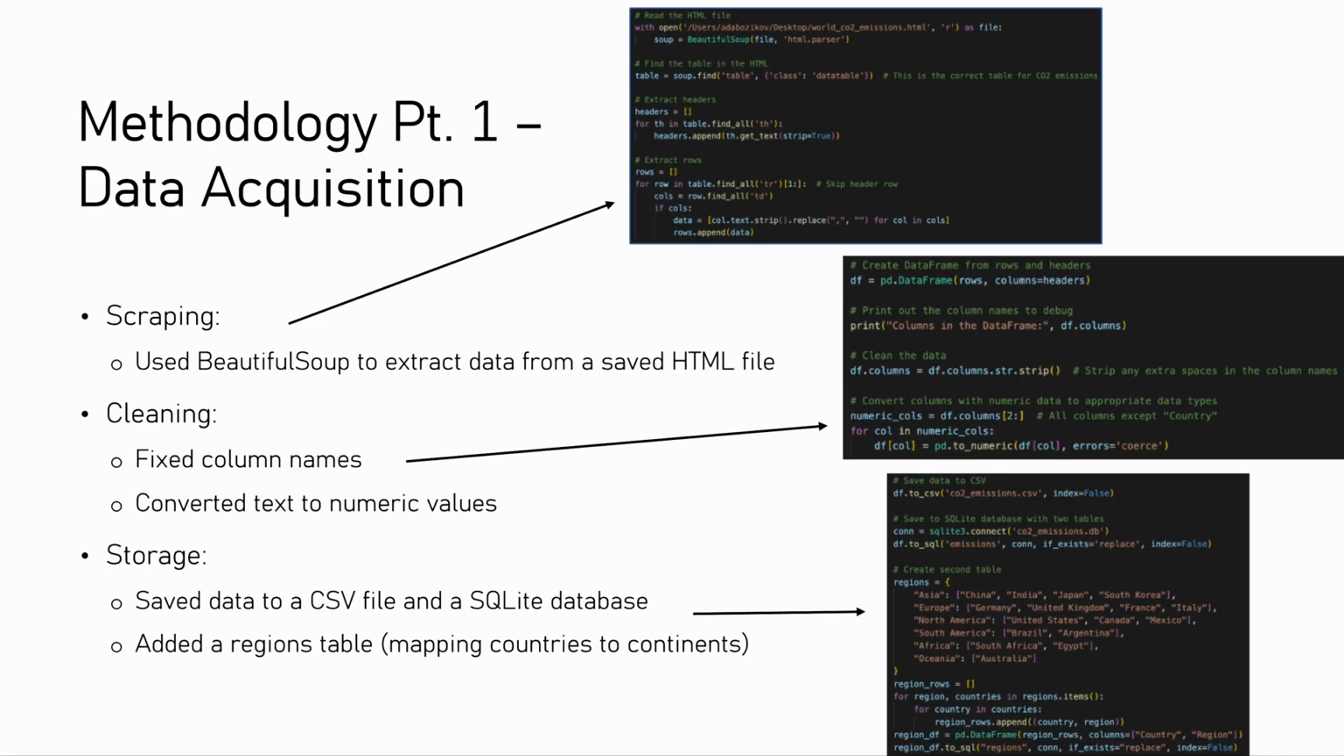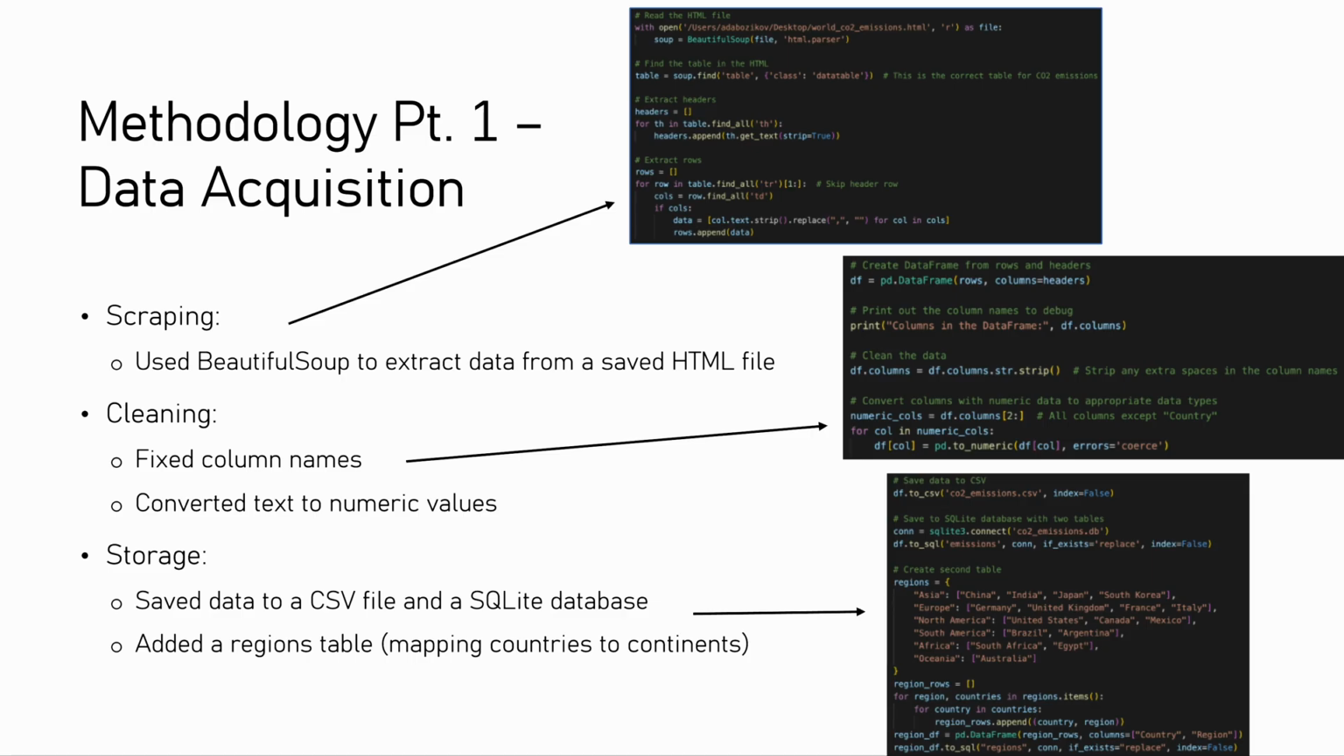The first part of the methodology was data acquisition, which included scraping and cleaning primarily. First, I used Beautiful Soup to scrape the emissions table from a saved HTML file of the website. One thing that made scraping a little tricky was that the HTML structure had lots of extra tables and ads, so it was important to specifically target the correct table by its class name, data table. Otherwise, the code could have scraped the wrong data or crashed.